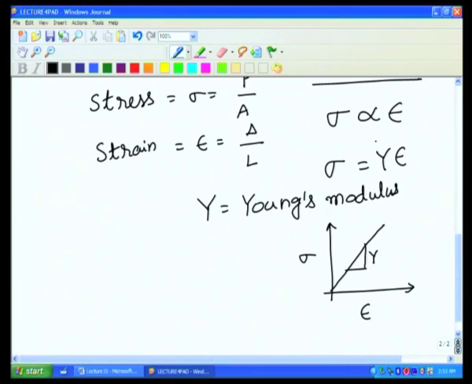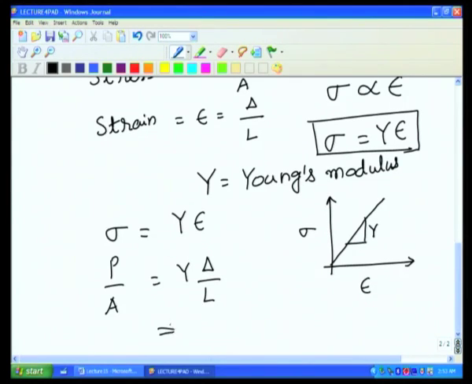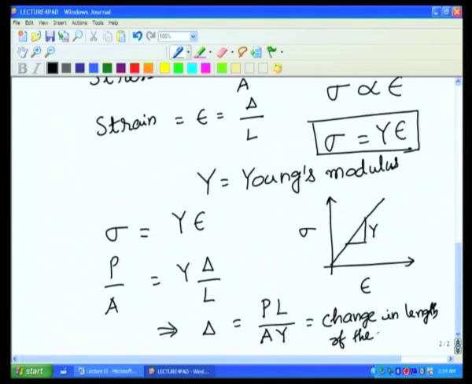Now, let us use Hooke's law by substituting for stress and strain in this bar. So, sigma equals Y times epsilon, where sigma is P by A and epsilon is delta by L. So, what we find here is that delta can be written as P times L over A Y. So, the elongation or contraction, depending on the sign of P, the change in length of the bar that we have taken, is given by this formula.